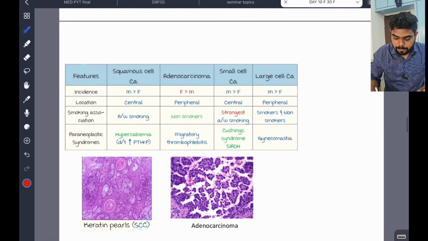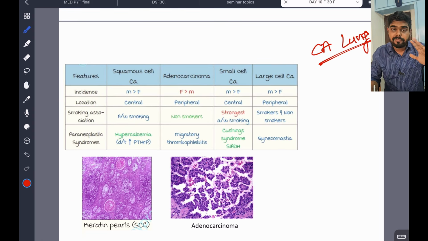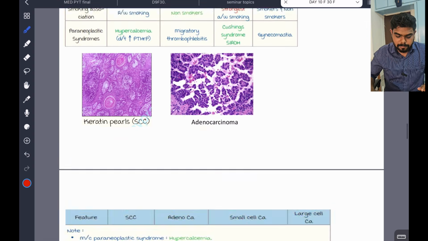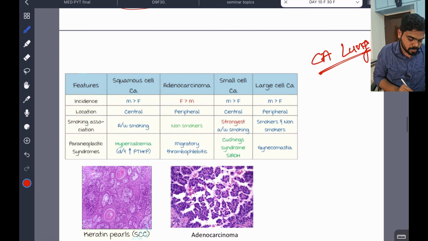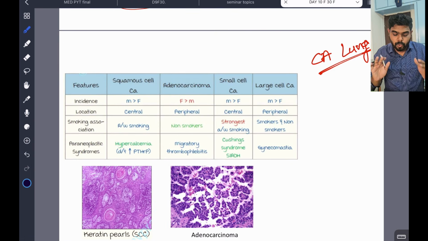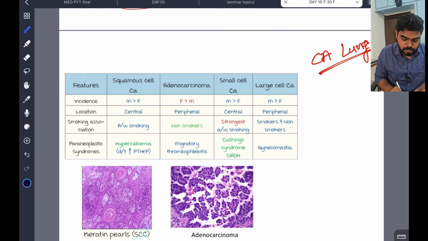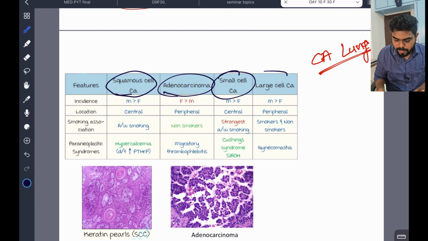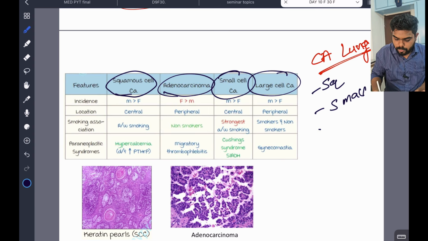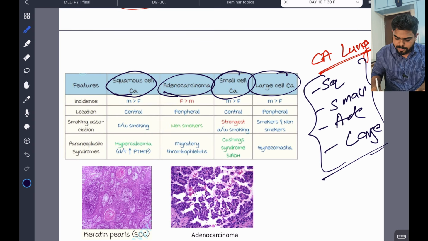Now I am going to discuss something called CA lung, carcinoma lung. Every year there is a question from this area, and just from these two slides, one question is sure, and they can ask two or three from general topics. So CA lung is associated with general pathology also, pathology, medicine. This is very important. We know CA lung is of squamous cell carcinoma, adenocarcinoma, small cell carcinoma, and large cell carcinoma. These are very important, and regularly they are asking.